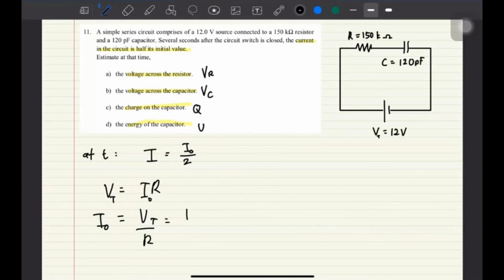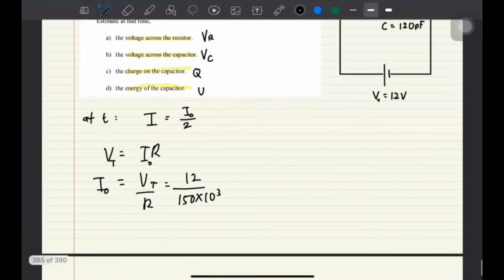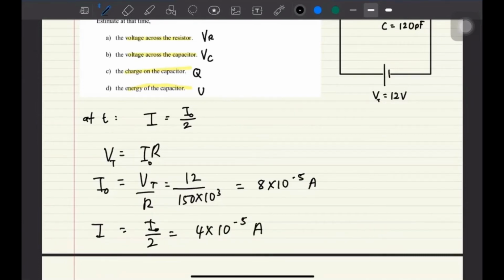So V terminal is 12 divided by 150 times 10 to the power of 3. Your I naught here would be equals to 8 times 10 negative 5 ampere. Okay, so since dia katanya I tu at that particular time is half of its initial value, so this is I naught kan, sebab kita pakai yang maximum value. So that particular time is I naught divided by 2, so becomes 4 times 10 to the power of negative 5. Bagi 2 lah di atas tu.